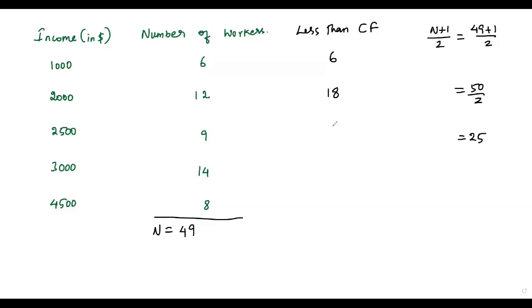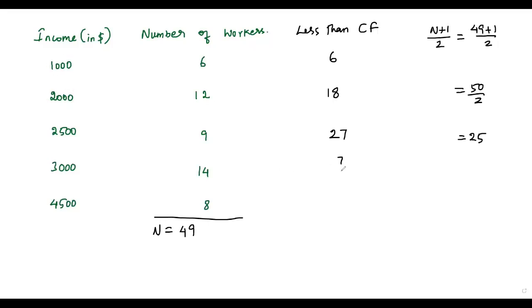Now I write the number of workers who are getting $2,500 or less than $2,500. Already we know that there are 18 workers who are getting $2,000 or less than $2,000, and there are 9 workers who are getting $2,500. Then how many workers are getting either $2,500 or less than $2,500? That can be calculated by adding this 9 to 18. So there are 27 workers who are getting either $2,500 or less, that means $2,000 and $1,000.